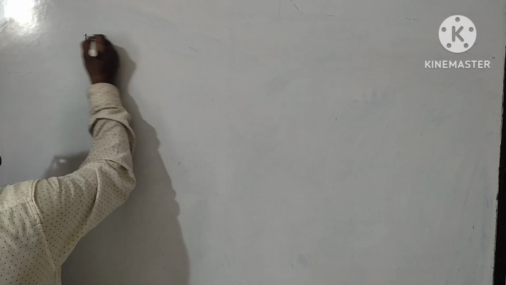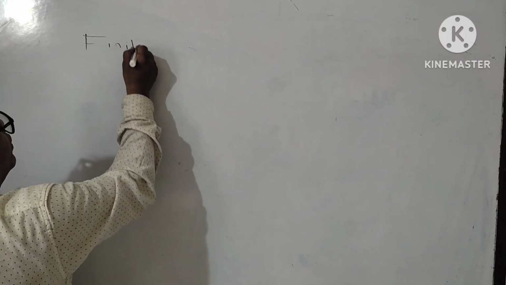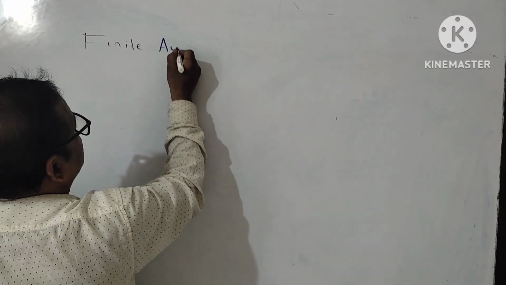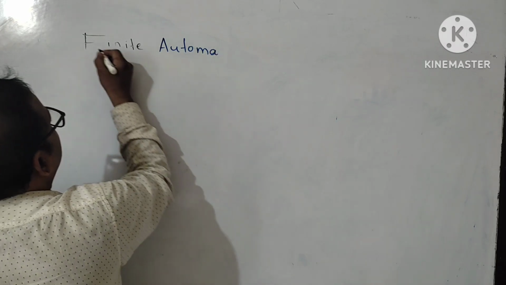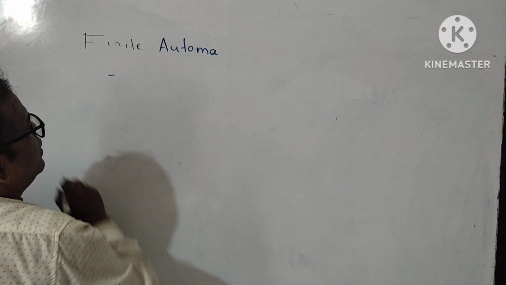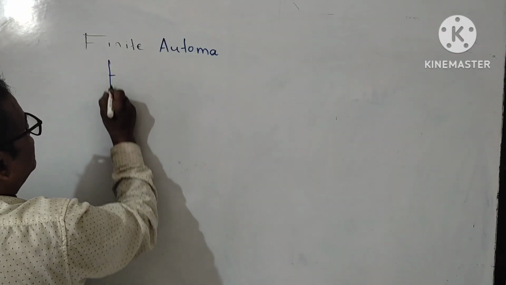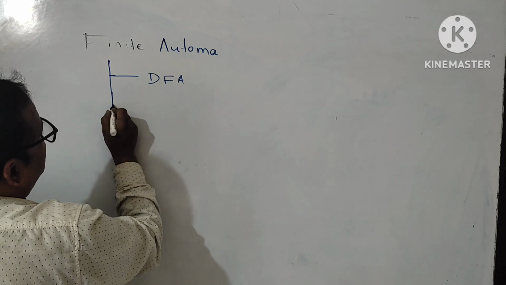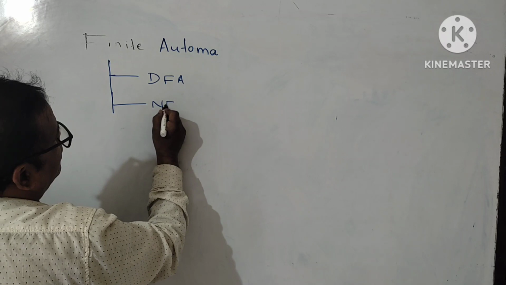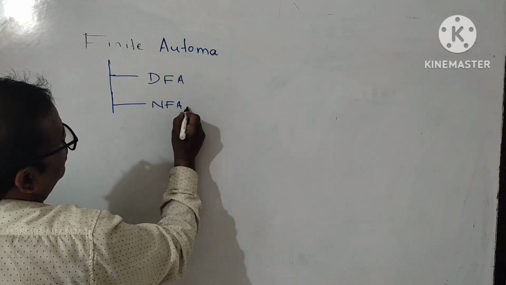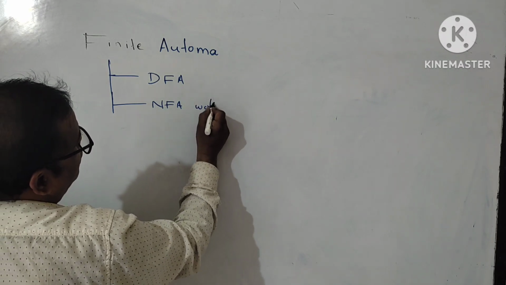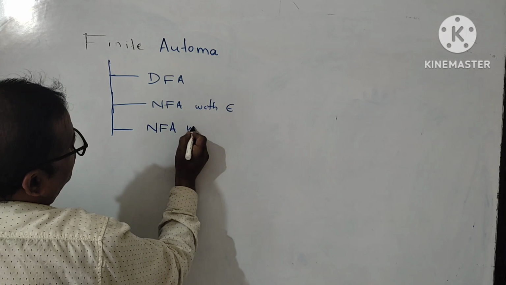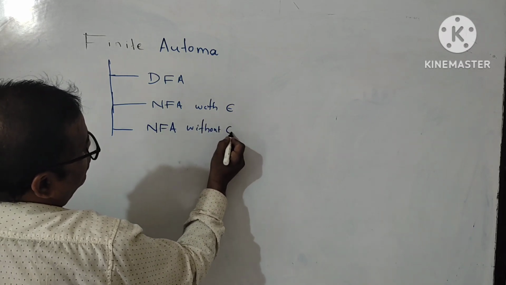So, finite automata. The finite automata again do classify into three versions, or I can say DFA, NFA with epsilon, and another is called NFA without epsilon. Again, I repeat that.